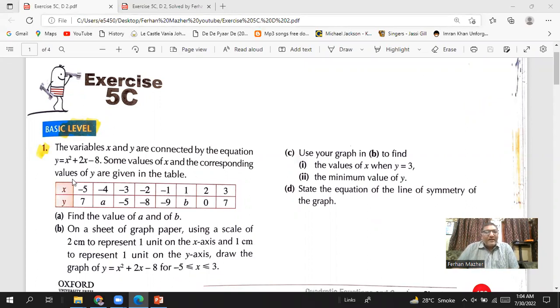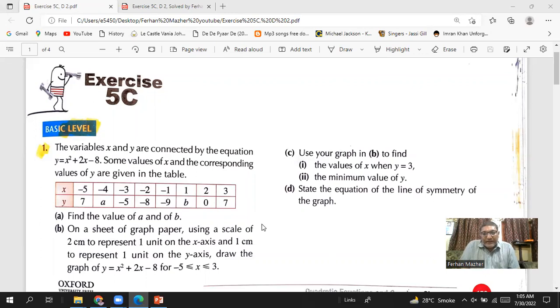For example, if you put minus 5 in this equation in the place of x, you will get 7. If you put minus 4, the value will be a, and we have to find out the value of a. Minus 3, you will get the value y as minus 5. If you put x equals minus 2 in this equation, you get minus 8. If you put minus 1, you get minus 9. If you put 1 in this equation, that value will be b, and we have to find that. So the values of x are given, and the values of y we have to find out.